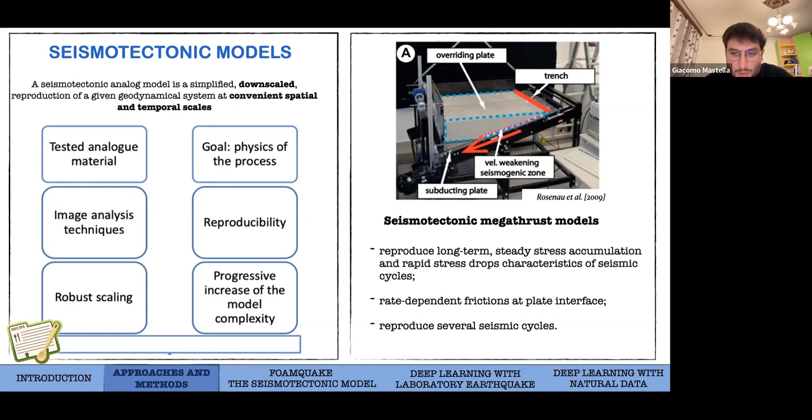But probably the most important advantage of this kind of modeling technique lies in the fact that it can reproduce a lot of seismic cycles in only a few tens of minutes of an experimental model, which means that we can have access to a very long catalog of analog megathrust earthquakes in the laboratory.